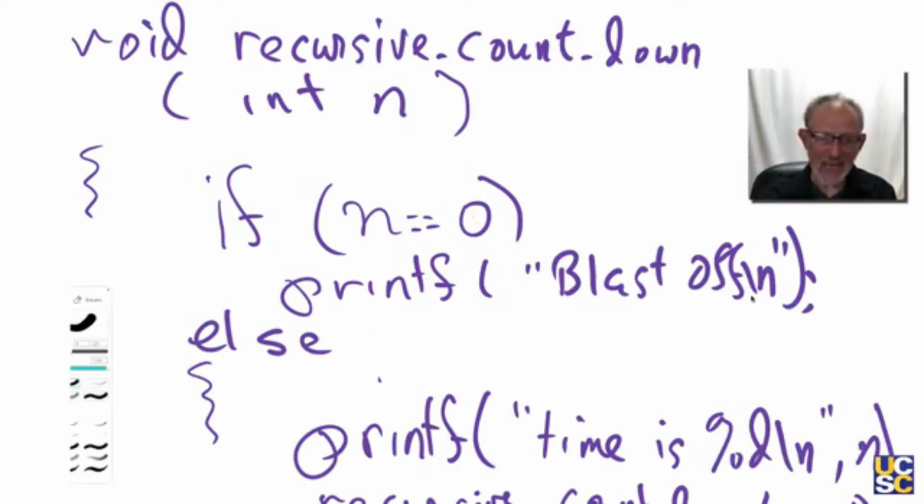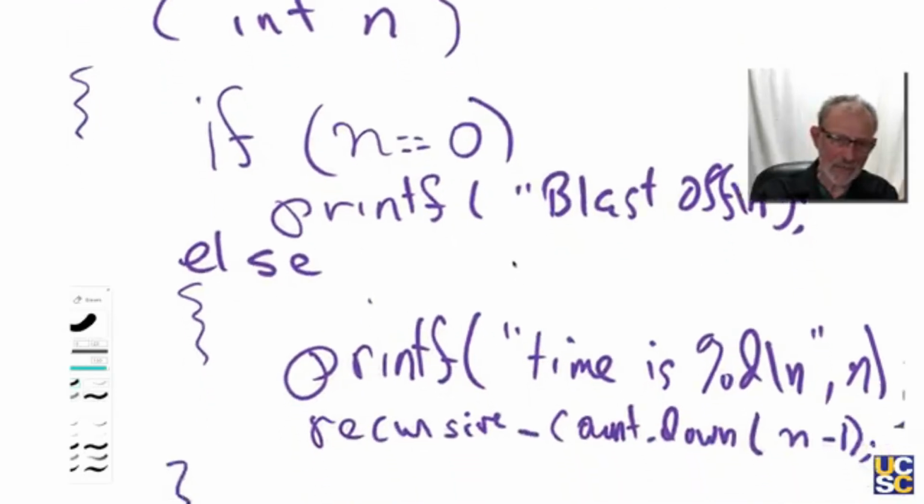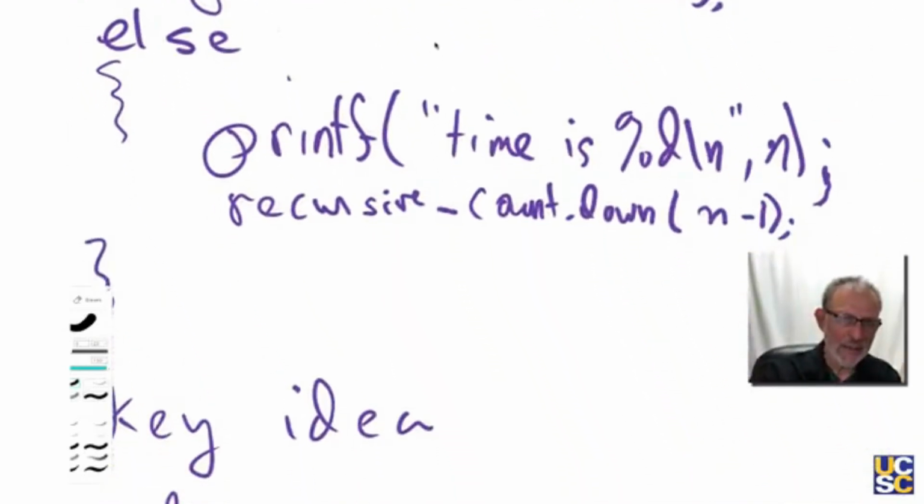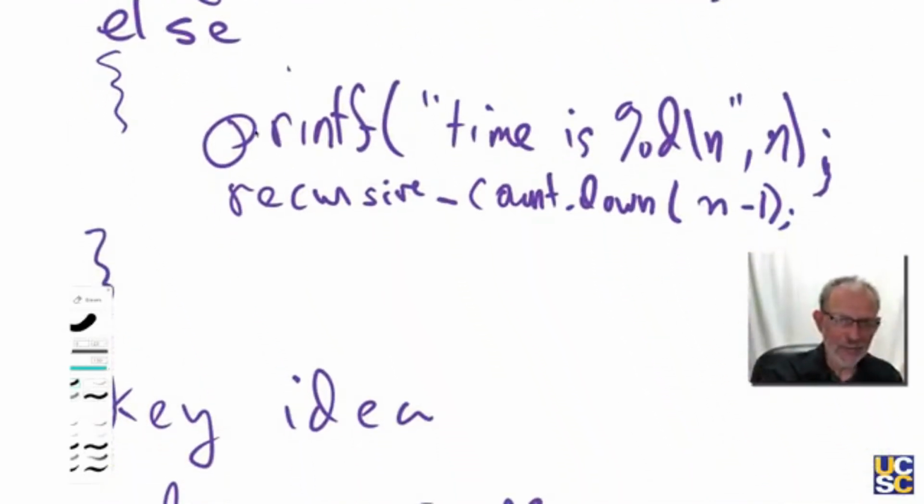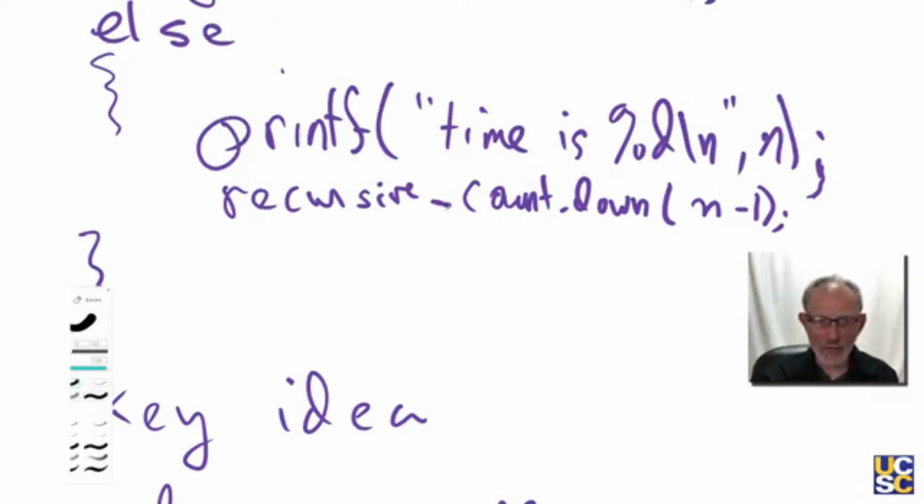If we're not at the base case, then we have to do the recursion. We do an else, printf the time is whatever n was, for example, starting at 10, and then we call the function again, the same name function, but now we call it with n minus 1. And we're going to keep on doing that. The recursion is going to keep printing this. It's going to do the else part until it's called with a value of 0.